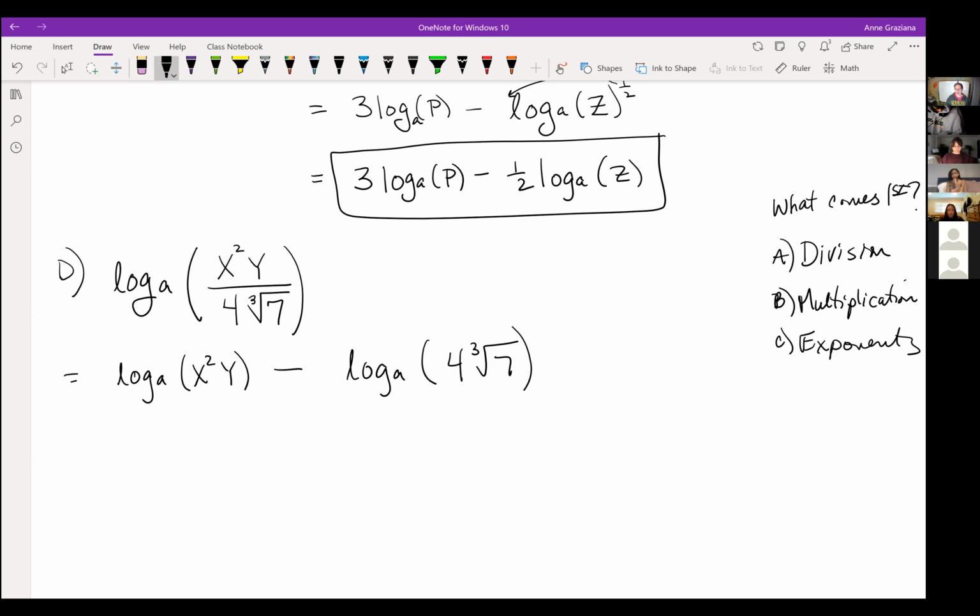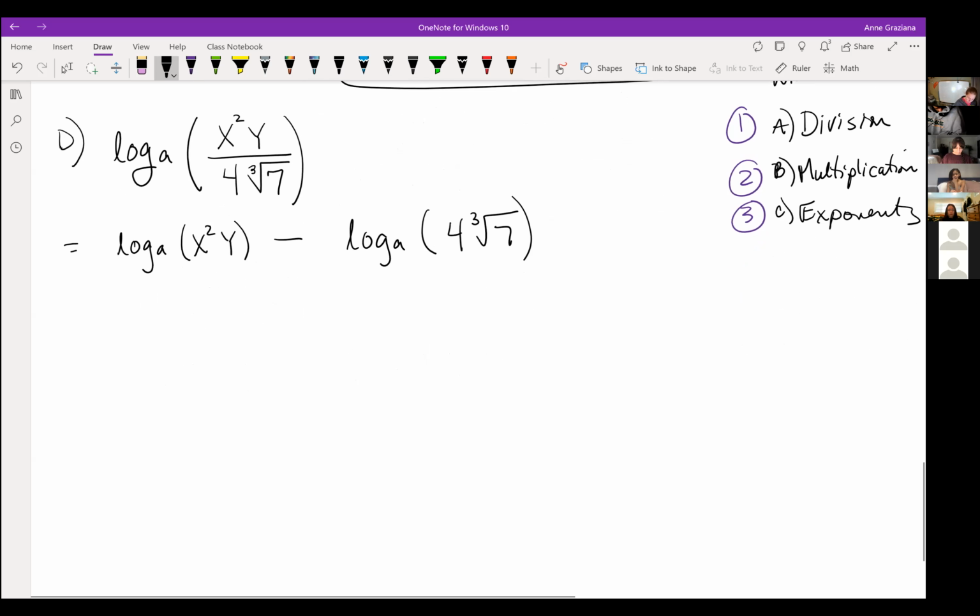Now, within each of these, I have products. Okay, so we're going to break apart. We're going to do products first. So this is the order. I actually wrote it in the order without even thinking. Must be my mathematician self. All right, so this is going to be log base A of x squared plus log base A of y.